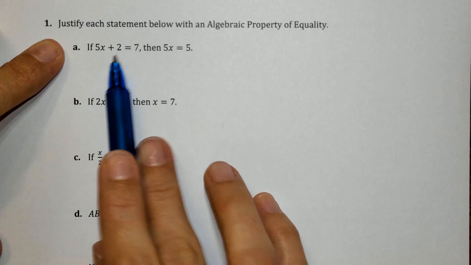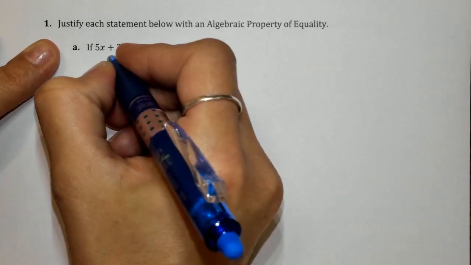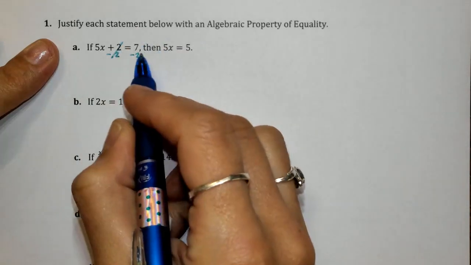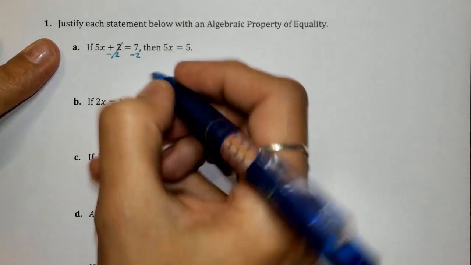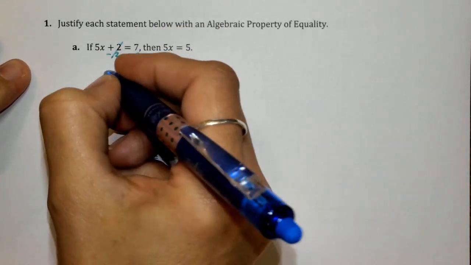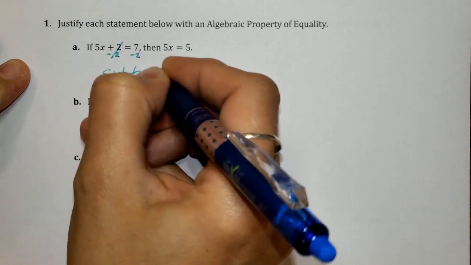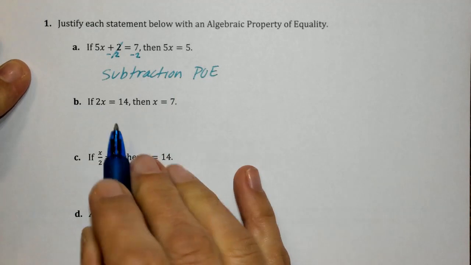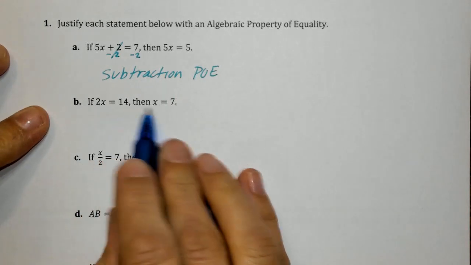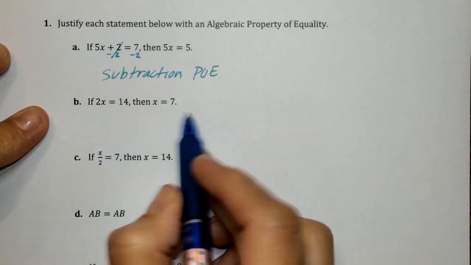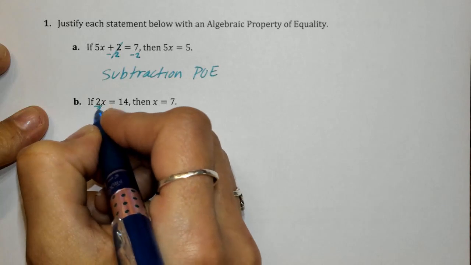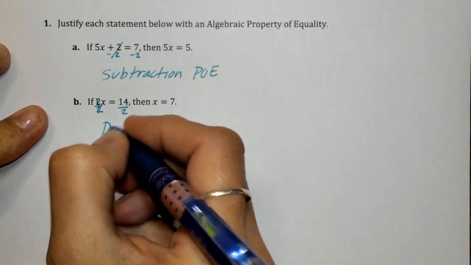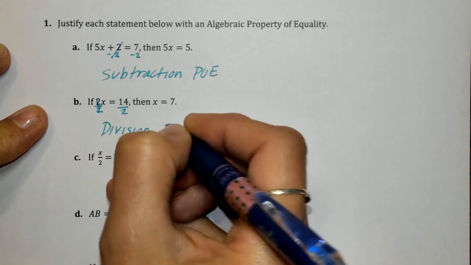Well, what happened between the two of these? We're going to notice what we did was we subtracted 2 from both sides. Okay? So since we subtracted, we have the subtraction POE, property of equality. The next one, if 2x equals 14, then x equals 7. How did you get from one to the other? We took our step of dividing each side by that 2, so we have the division property of equality.